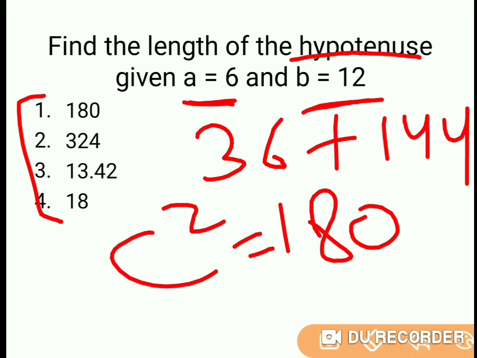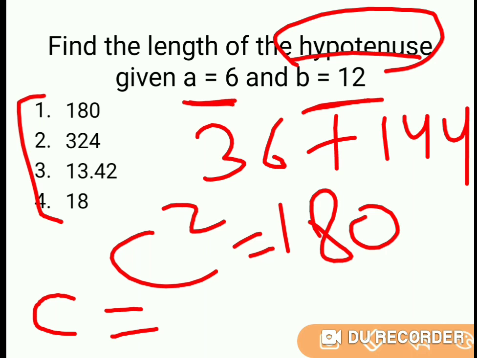You need the length of the hypotenuse. So the hypotenuse should be c. In order to get the length of c, or the value of c, you need to find the square root of both sides. So on one side you have c square, on the other side we have 180. So the square root of c square will become c, and the square root of the other side, that is 180, will become root 180.